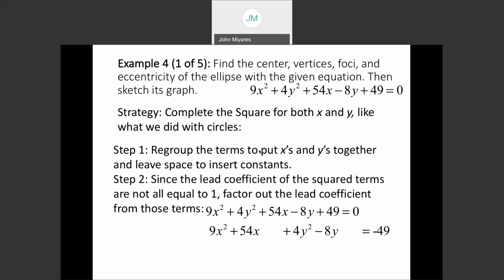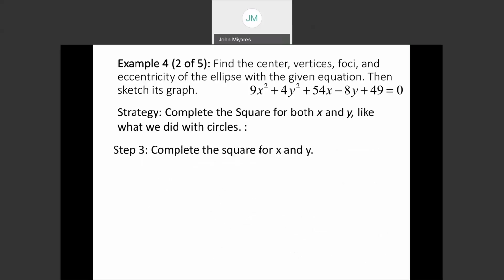Next, we'll factor out the lead coefficients of 9 in front of the x squared and 4 in front of the y squared to get what you see here. To complete the square, we need to look inside each set of parentheses and determine the constant that will allow that expression to factor into a perfect trinomial square.